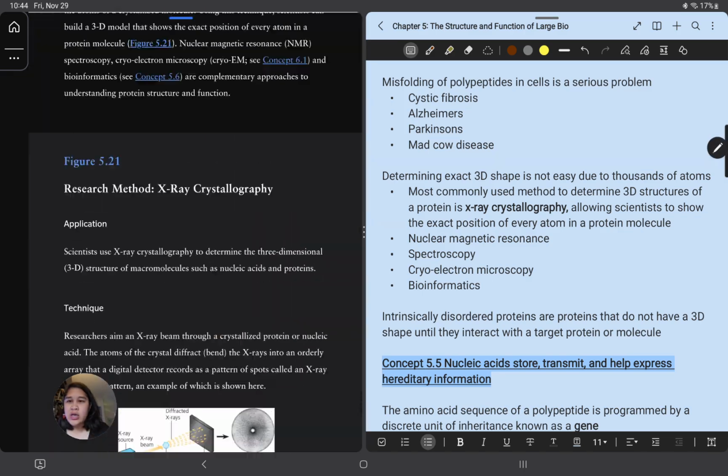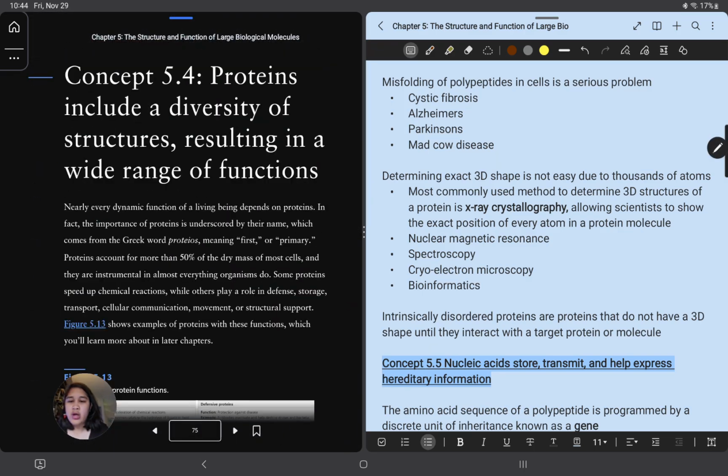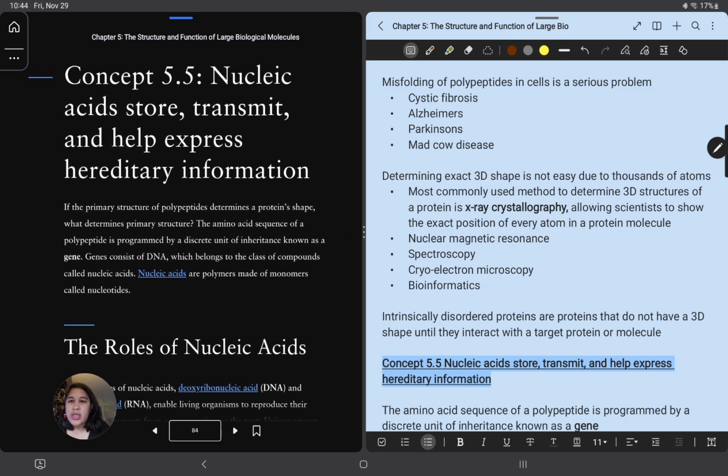So that's it for concept 5.4. Next video will be concept 5.5. Nucleic acids store, transmit, and help express hereditary information.